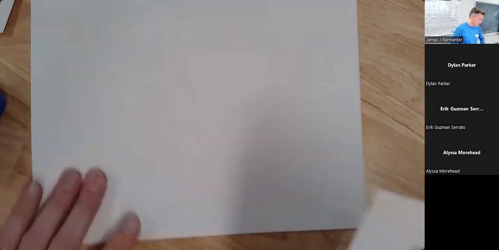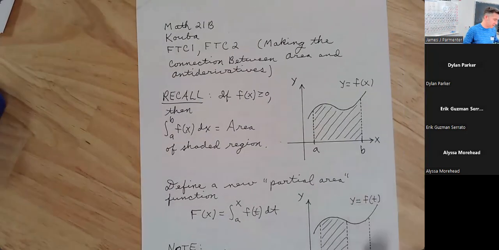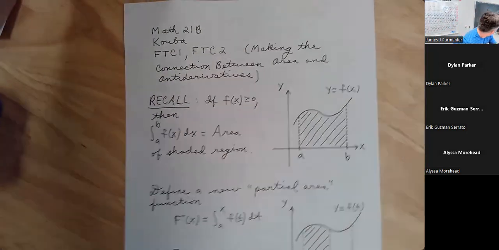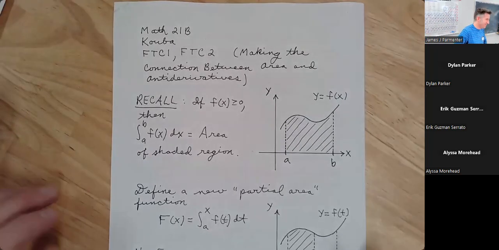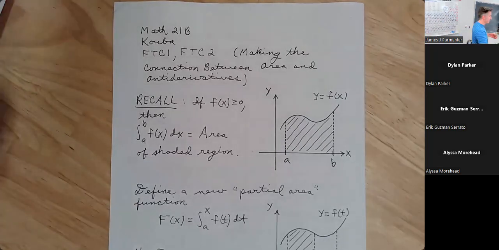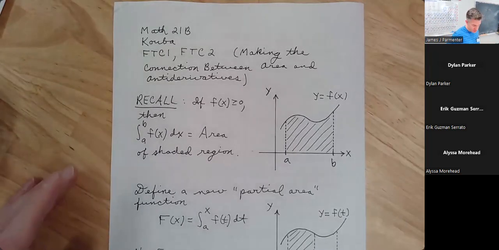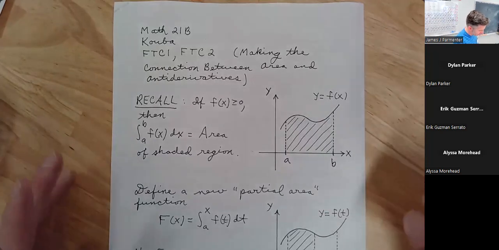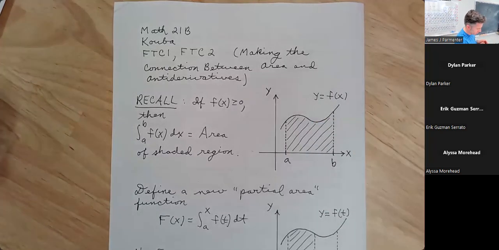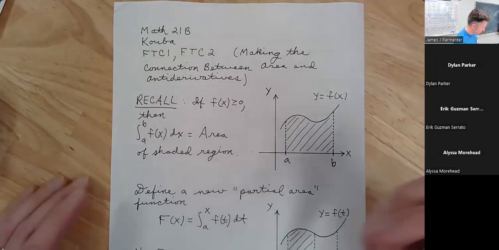So there are 2 parts of the fundamental theorem of calculus. The part we care about and the part we don't. That's not entirely true, but it's kind of true. So let's take a look here. Let's read through this. This is Dr. Kuba's handout. It's pretty great. Making the connection between area and antiderivative.